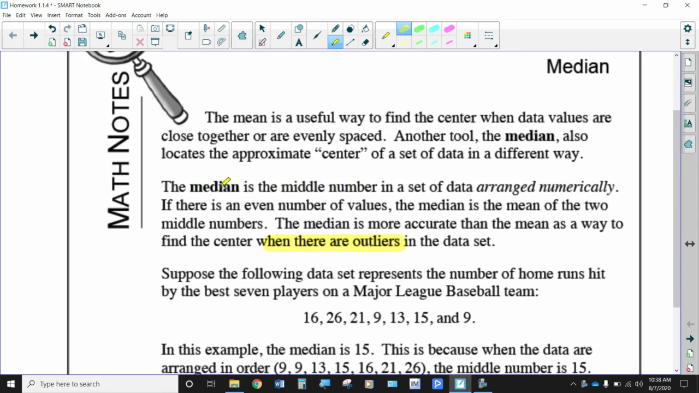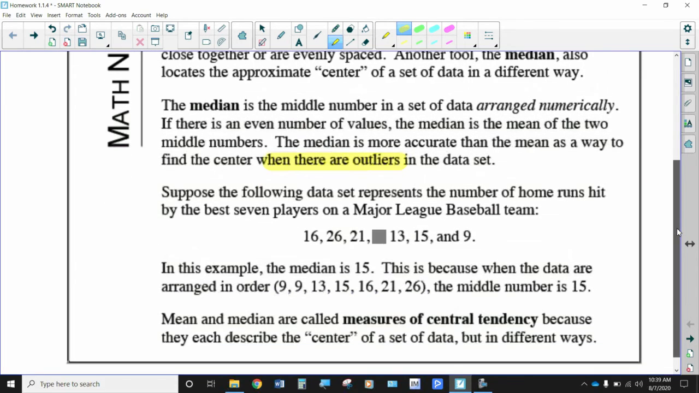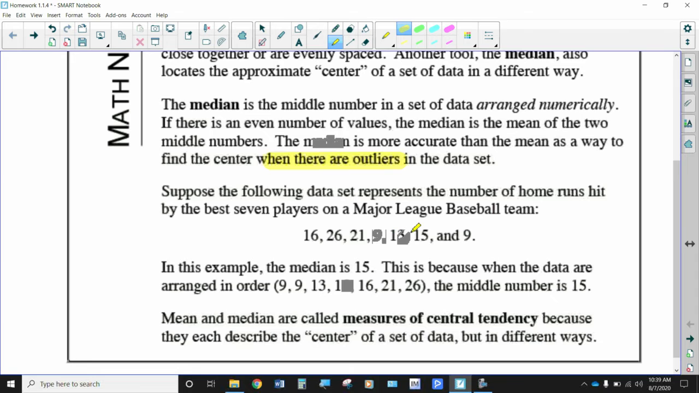place. And if you saw in yesterday's video how the mean and the median were relatively close to each other at the center of the data when there wasn't an outlier, you'll see that you can actually use either one. But let's go ahead and first look at this. So this is the same data that we had in the previous notes, the 16, 26, 21, 9, 13, 15, and 9. When you put them in order from least to greatest, the number in the middle is 15. So that means that the median is 15.